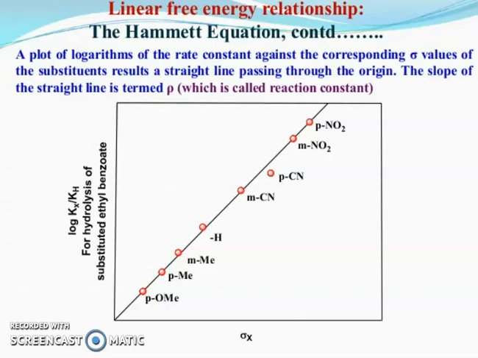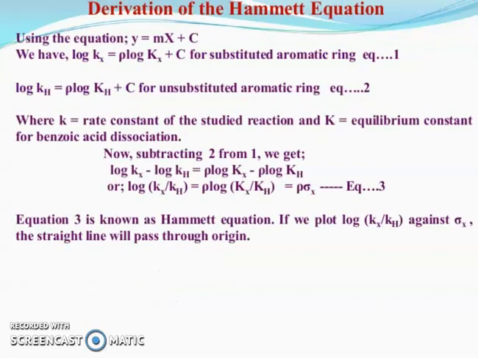Now, the plot of the logarithm of the rate constant against the corresponding sigma values of the substituent results in a straight line passing through the origin. The slope of the straight line is termed rho, which is called the reaction constant. So, using the equation y is equal to mx plus c, we have log kx equal to rho sigma plus c for the substituted aromatic ring, equation 1. Log kh is equal to rho sigma plus c for the unsubstituted aromatic ring, equation 2. Here k is the rate constant for the reactions and capital K is the equilibrium constant for benzoic acid dissociation.